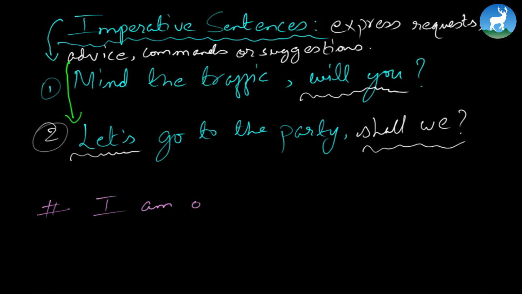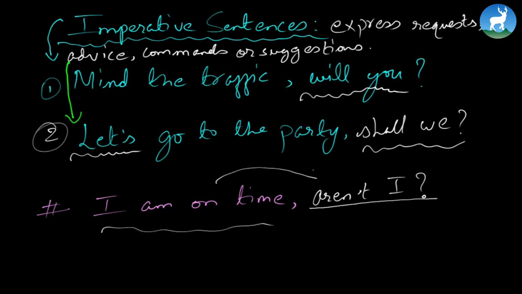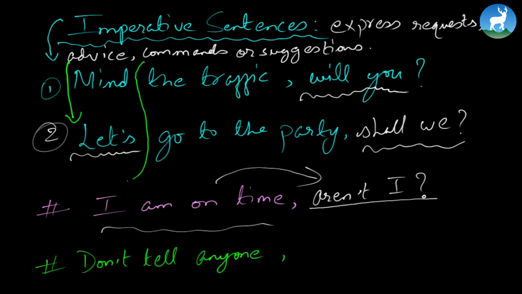There's one more exception to it. Let's say whenever you have, I am on time. The question tag is going to be, I'm on time, aren't I? Just keep this in mind. I'm on time. Of course, a positive statement, negative question tag, but you go for aren't I. Okay, I'll put one more here. Don't tell anyone. Will you? It's a command in a way, but still, will you? So this is how it is done.